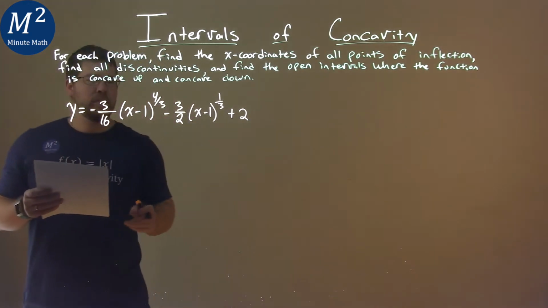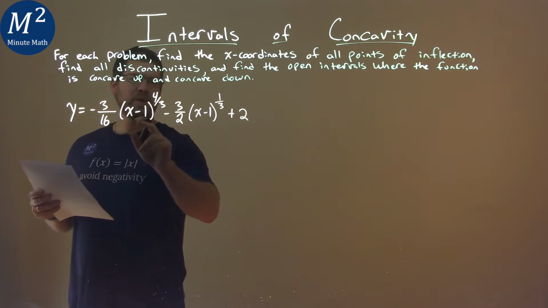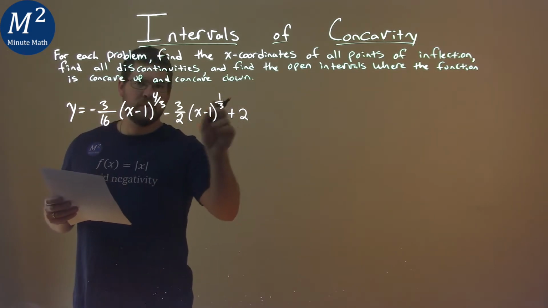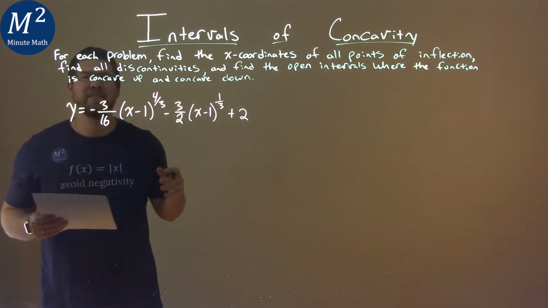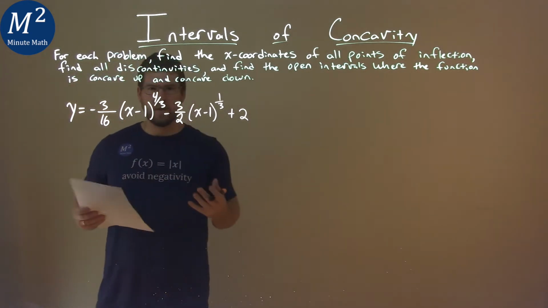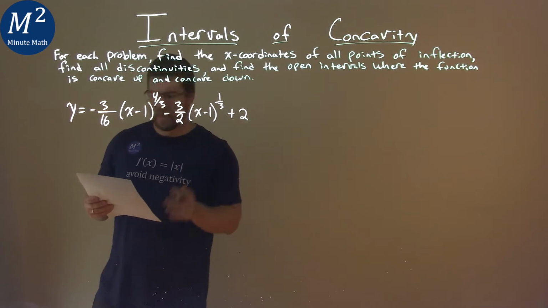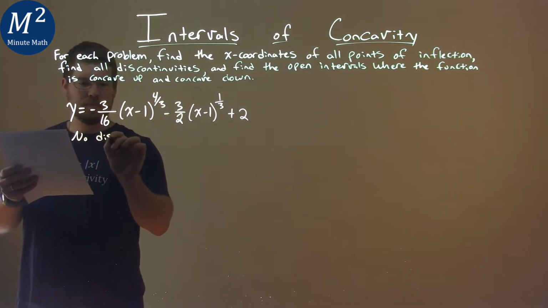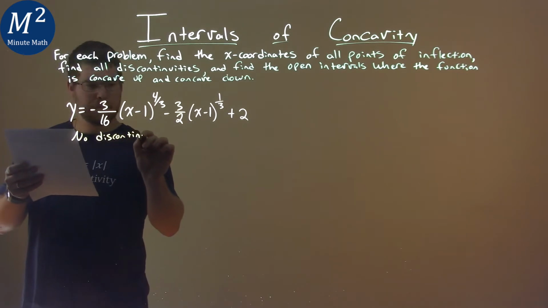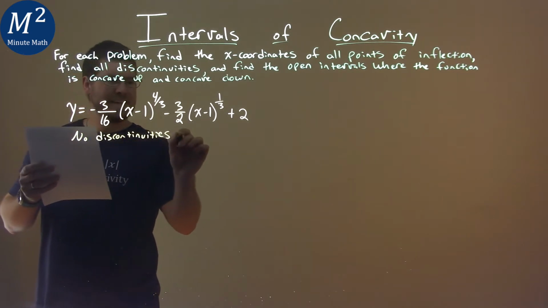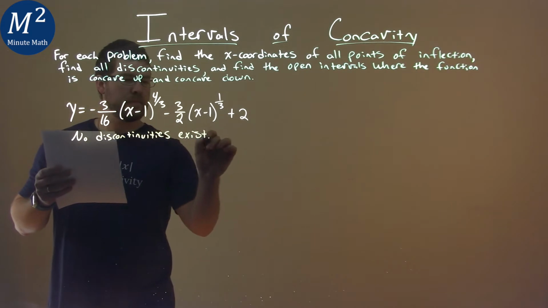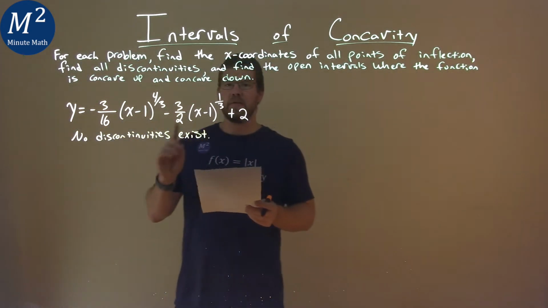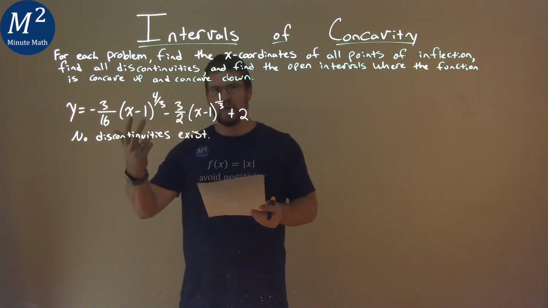Now, one thing I noticed here, we're taking the third root. It's the only thing that's really going on here that could cause an issue. But that's a 3 in the denominator of the exponent, but there are no values that we cannot plug in. There are no jumps going on, from what we know about these functions. So we can say right off the bat that no discontinuities exist.